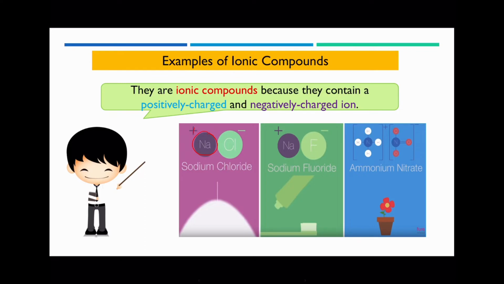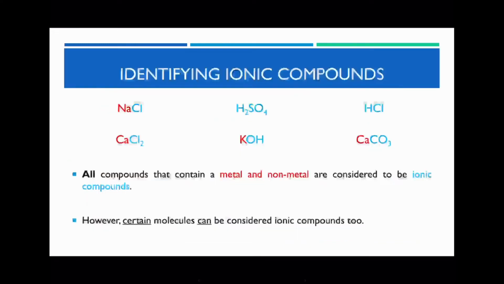Notice over here, you see that sodium has a positive charge. Chlorine, on the other hand, has a negative charge, and together they have positively charged ions and negatively charged ions, therefore they're considered to be an ionic compound. Similarly, sodium fluoride has a positively charged ion and a negatively charged ion. As a result, this is also considered to be an ionic compound as well.